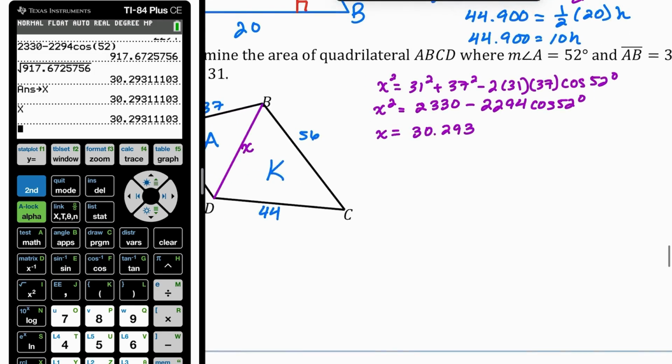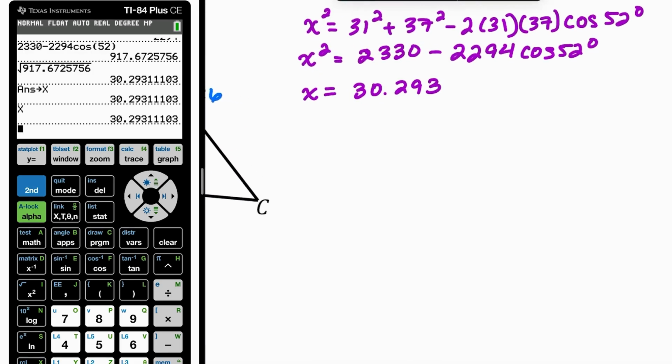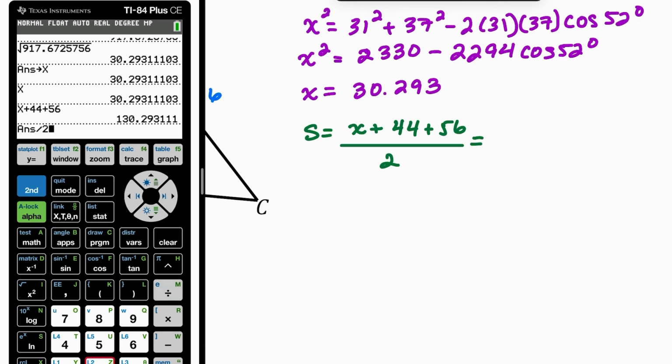All right, so now that I have that diagonal length, I have all 3 of these side lengths. So I'm going to find the area of this triangle here by using Heron's. Well, Heron's, you have to find S. S is half of the perimeter. So one of the side lengths is X, the other side length is 44, and then the other side length is 56 for that triangle that we're going to do to find K. So again, if I put that into the calculator, X plus 44 plus 56, press enter first, then divide by 2, you end up getting this.